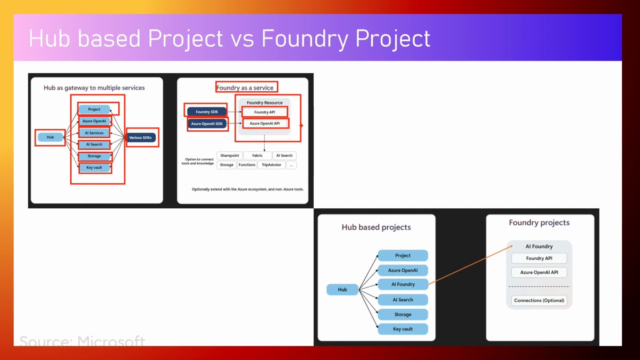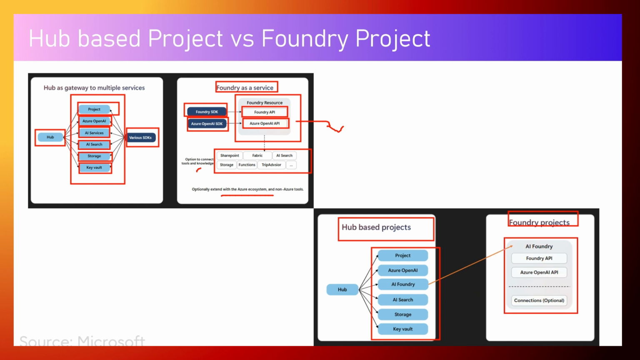And here there is a concept of connecting to different services. So if you have a connection to SharePoint for storage, Fabric or search, knowledge, AI search, storage, functions, etc., you have an option to connect to different tools and knowledge. So optionally extend with the Azure ecosystem and non-Azure tool. So when you compare hub-based projects with a Foundry project, as you see over here, Hub has separate components being created for project: Azure OpenAI, AI Foundry, AI search, storage, and key vault. Here, it's all encapsulated within one block, and then you have a demarcation that you can connect to external services.